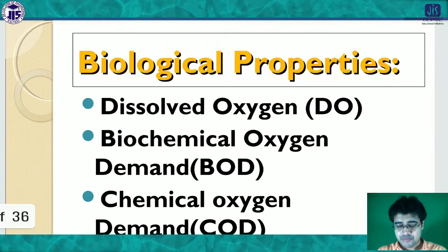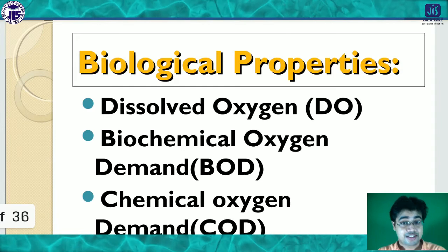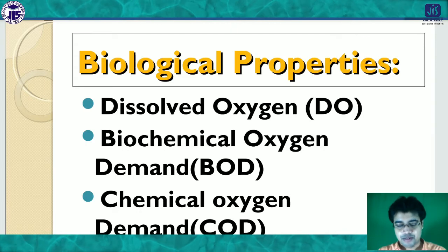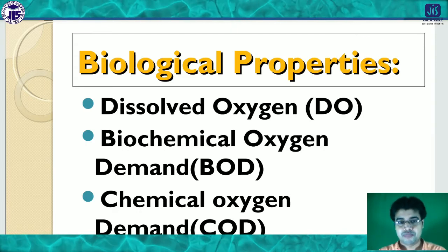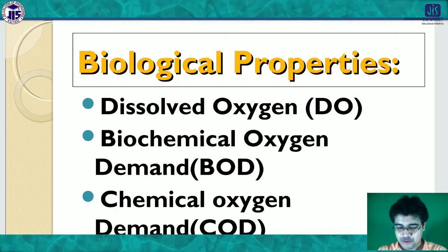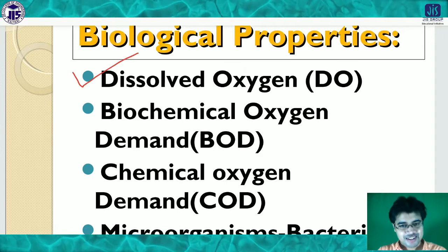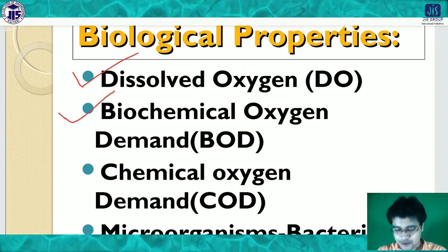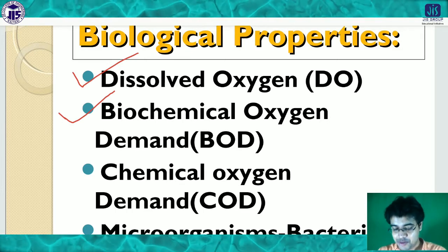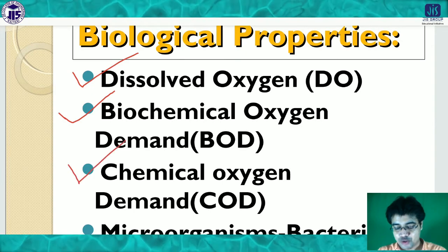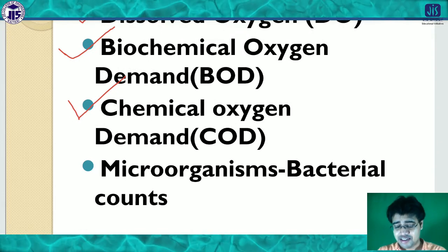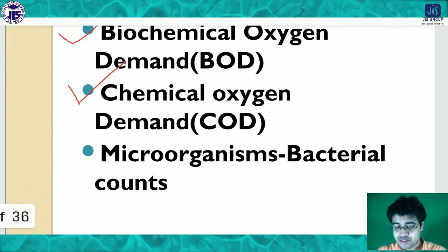Now come to the biological properties. This is a very important thing. There are some things which are responsible for the biological properties. First of all, it is the dissolved oxygen. Second is the biochemical oxygen demand, also called BOD. Third is the chemical oxygen demand, also called COD. And the next one is the microorganisms bacterial count.